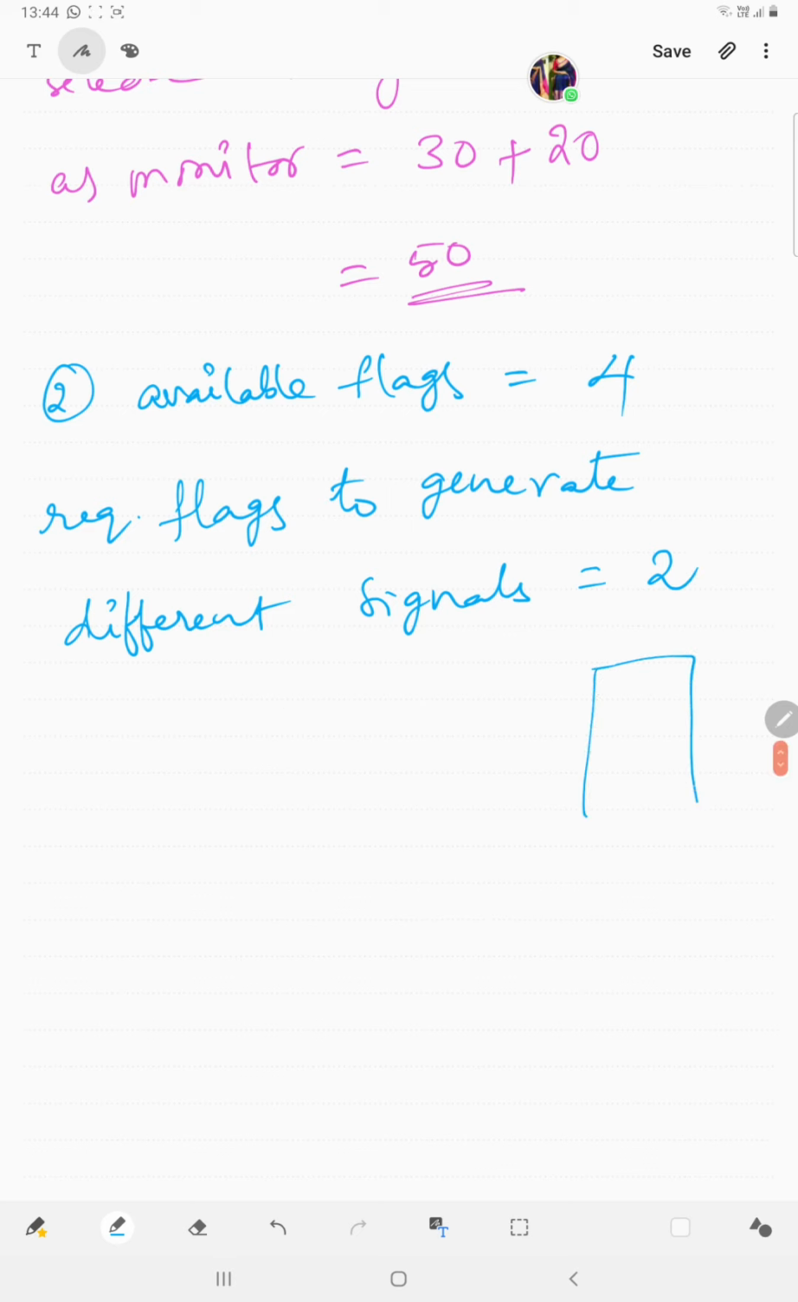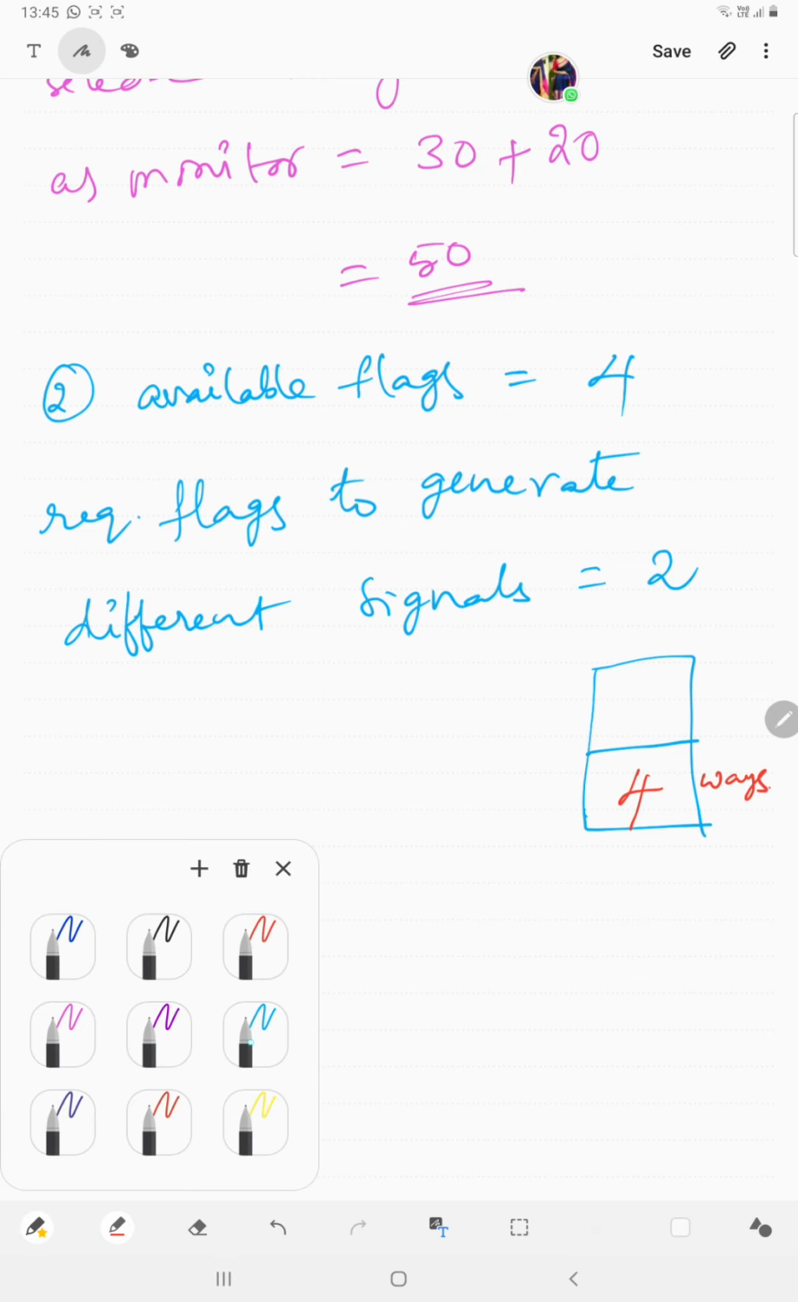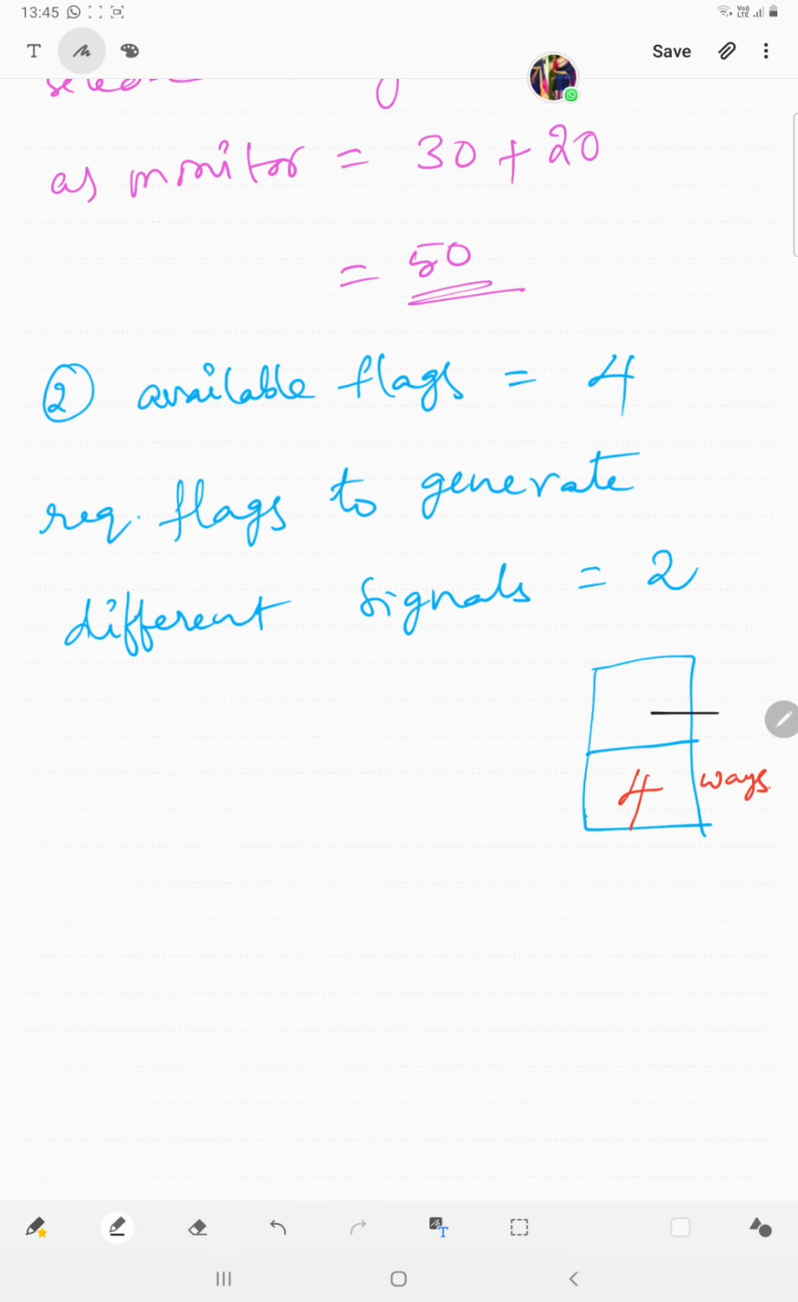Suppose there are two signals, one above the other. So, for the first signal, we can use four different flags. That means four ways are there to generate the first signal, and then to generate the second signal we have only three options, three ways.